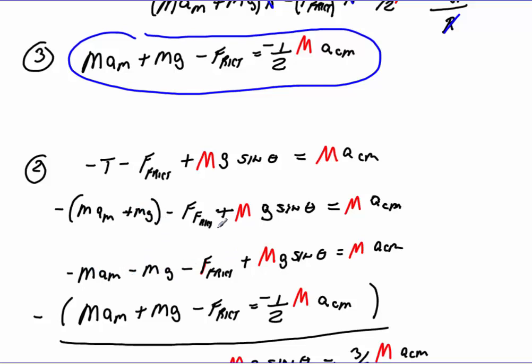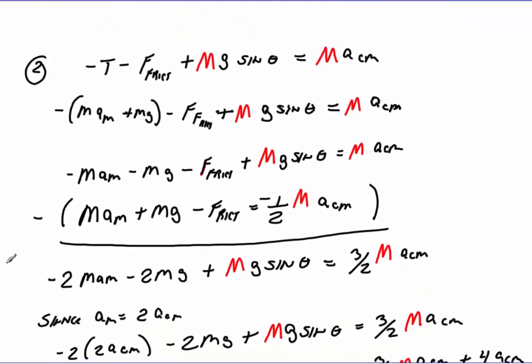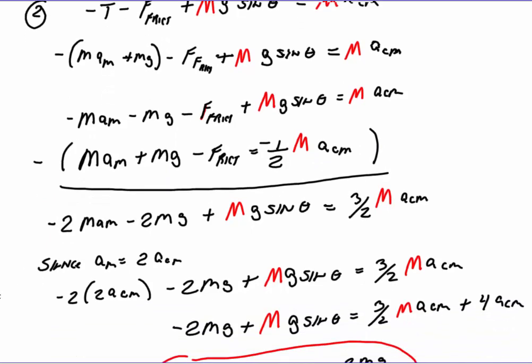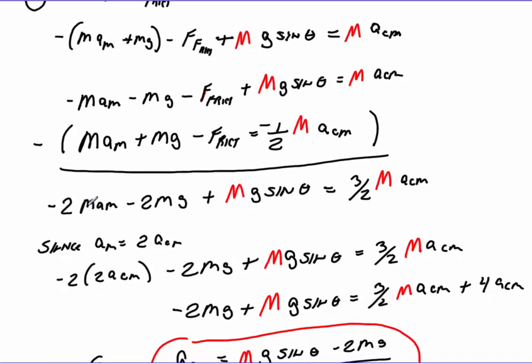As you can state here, just go through this carefully. Now what I'm going to do is add it to this one here. So I brought this one right down to here. What I want to try and do here is eliminate the friction. So I multiply everything by negative straight across here. Added everything together, and what I end up getting is negative 2 times little m times the acceleration of little m, minus 2 times little m times g, plus big M times g times sine of theta, is equal to 3/2 big M times the acceleration of the center of mass of this big M.